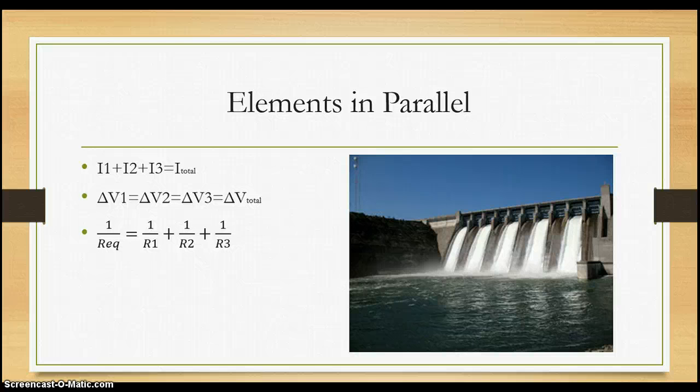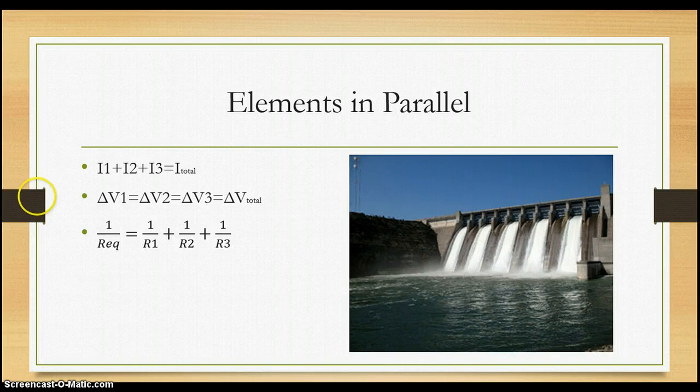In parallel circuits, the current is equal to the summation of the other currents, as represented by this equation, I1 plus I2 plus I3 equals I total. The change in voltage, however, or the electrical potential difference, is equal to one another at different points. And as you can see, this is different from in series. Also, there's an inverse relationship, so 1 over the resistance equals 1 over the first resistance plus 1 over the second resistance plus 1 over the third resistance.